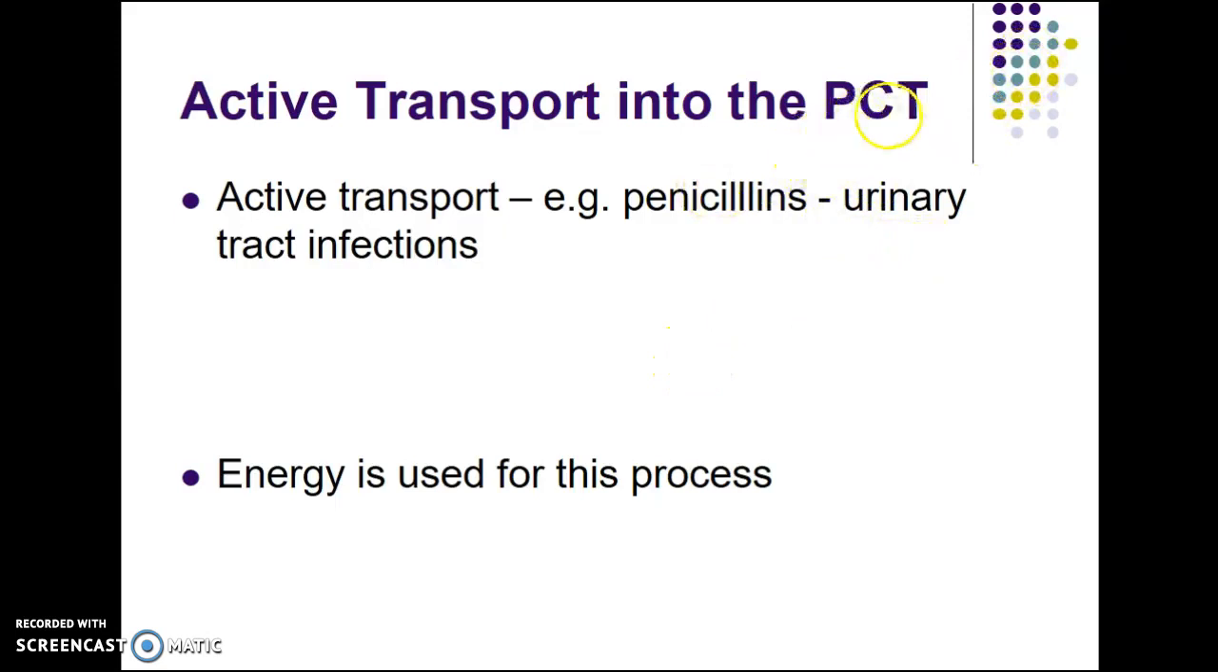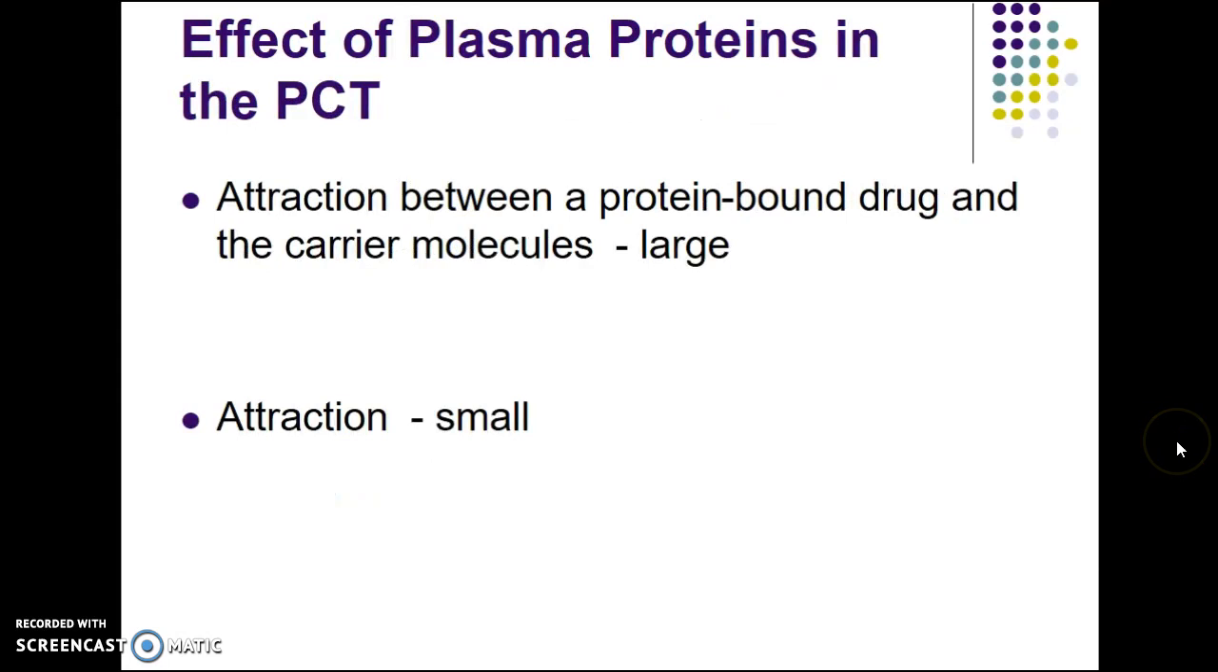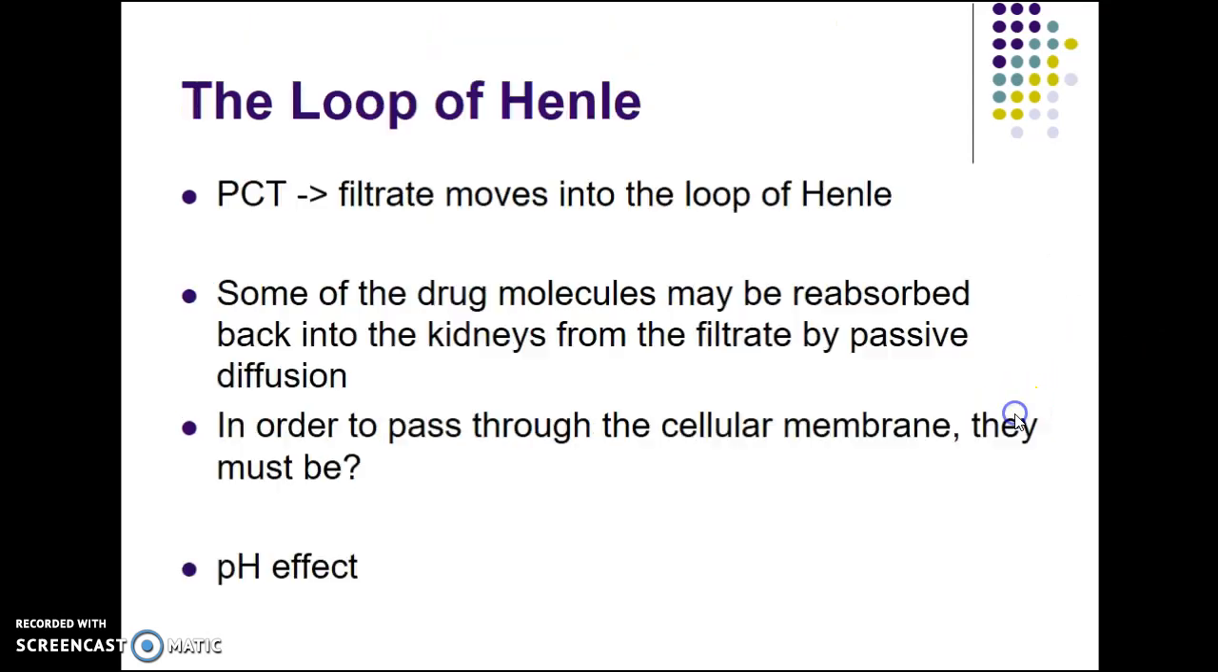It's important to know that energy is used for this process. So if we have any problems with the animal and getting enough energy, that might not happen. So if we have a large affinity for protein-bound drugs to these carrier molecules, they're going to bring them across. If the attraction isn't really there or it's pretty small, then we're not going to have as much drug brought into the proximal convoluted tubule. They're going to stay in the bloodstream.